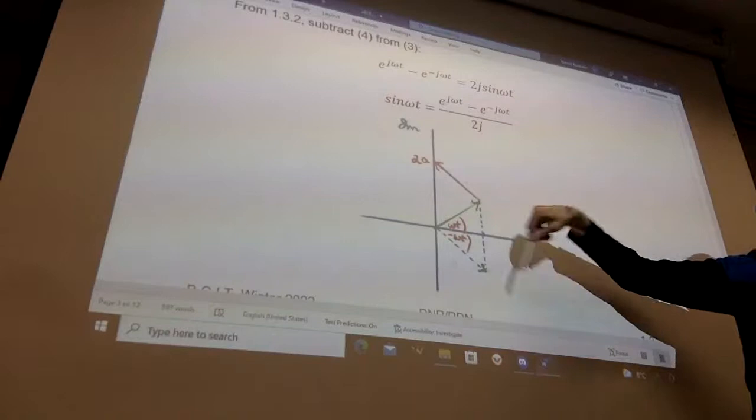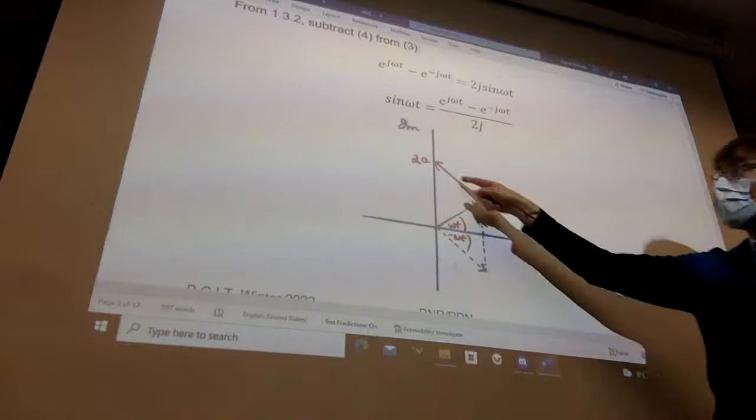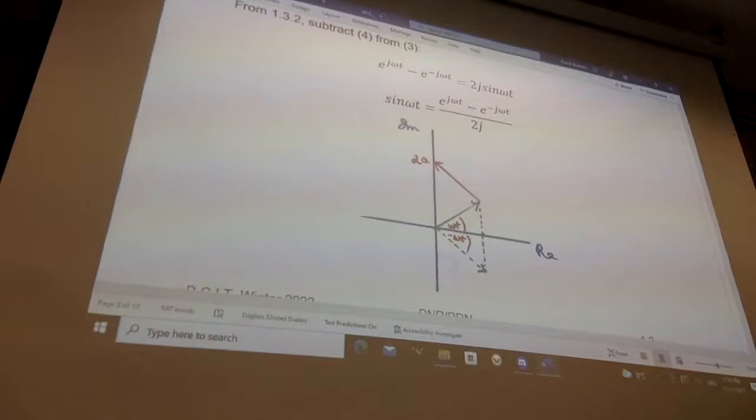How do you get the negative of a vector? Reverse it 180 degrees, right? So that's why this 2a is the summation of those two. Divide by 2 to bring it back down to a.